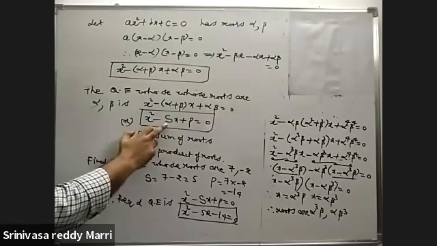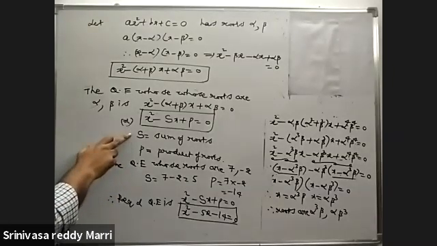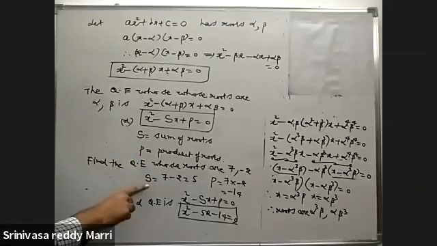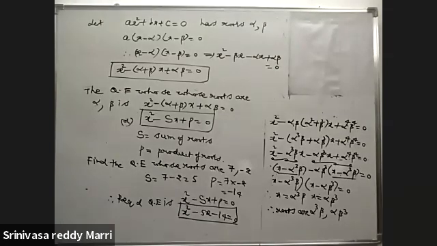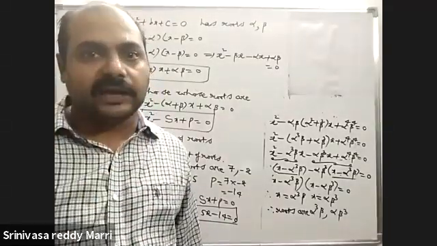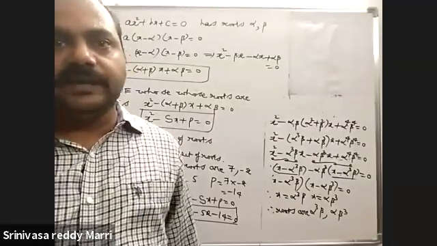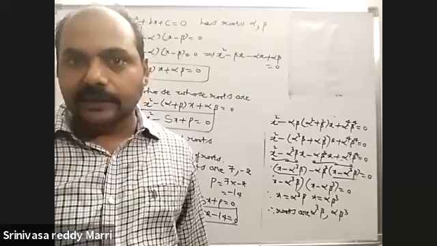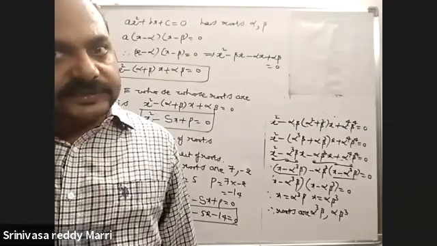We will use this equation if the roots are given in the question. First we will find the sum of the roots and then the product of the roots, and then your equation will be x square minus S x plus P equal to 0. This concept we will use when the roots are given. Problems will be like this: find the equation whose roots are given. Your answer will be x square minus S x plus P equal to 0.